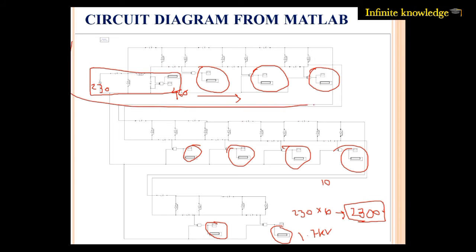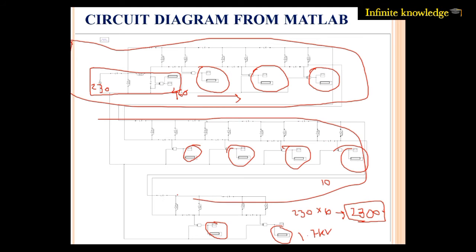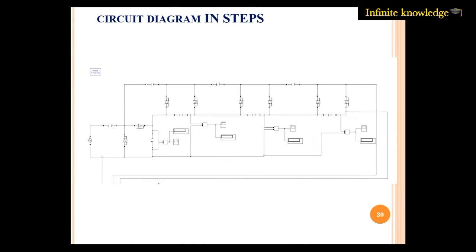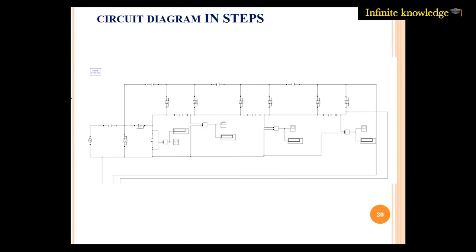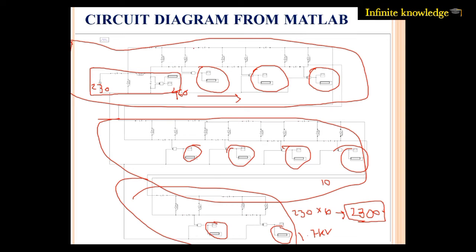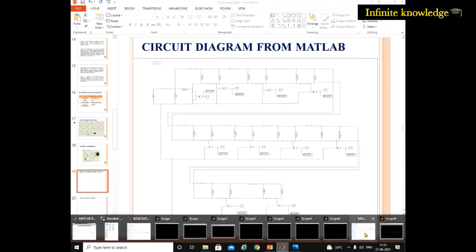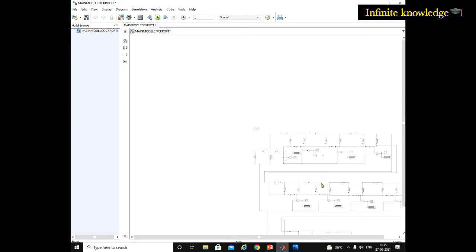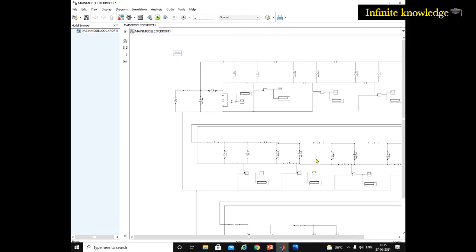If I zoom in on this part, you will get this part. If I zoom in on this part, you will get this part, and if I zoom in on this bottom part, you will get this part. I have not shown it. So you can see this is the main circuit. Let me open the MATLAB software. This is the main circuit that I simulate in the MATLAB software.